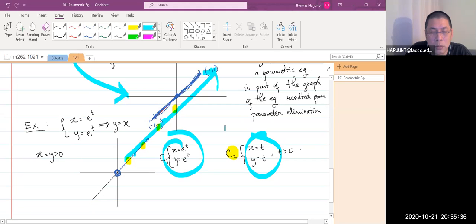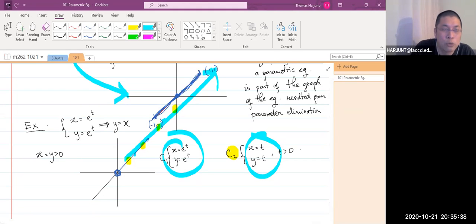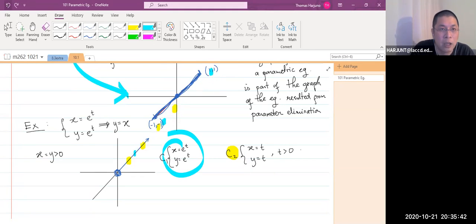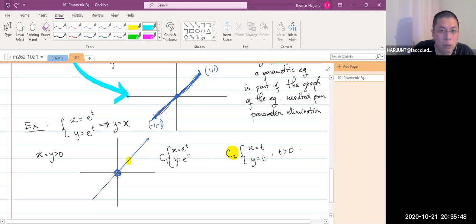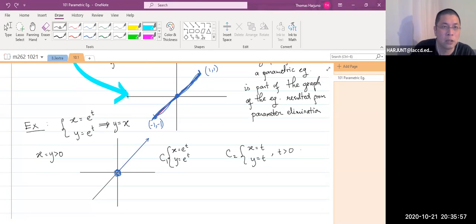So even though it goes along the same path, it goes through that path at a different speed. That's what makes parametric equations so special to study. It incorporates the time idea into the equation.